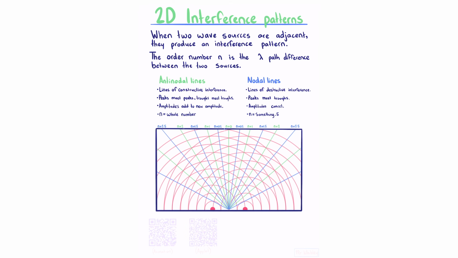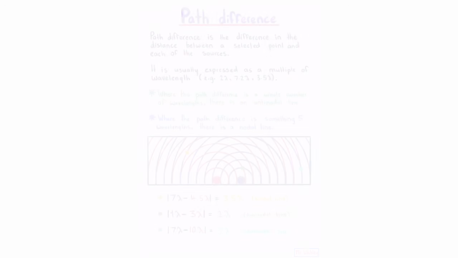If we were to instead consider this point here, we have two wavefronts here and two wavefronts here. Our indicated point is halfway between these two pairs of wavefronts, meaning that it's where a trough is meeting a trough, meaning that we have an antinodal line, which we of course do. If we instead consider this point here, we see that we have a wavefront from one of our sources intersecting with halfway between the wavefronts of our other source, meaning that we have a peak meeting a trough and therefore a nodal line.